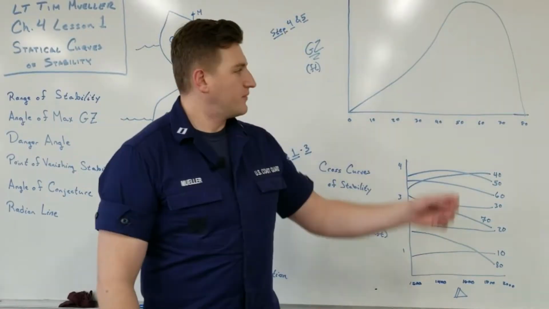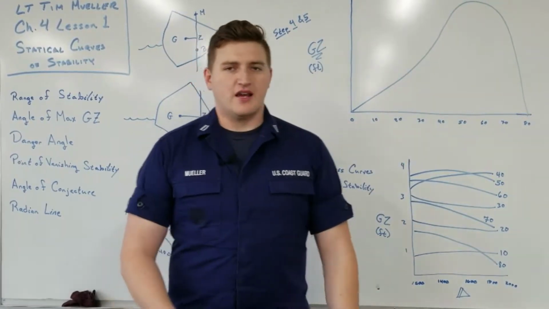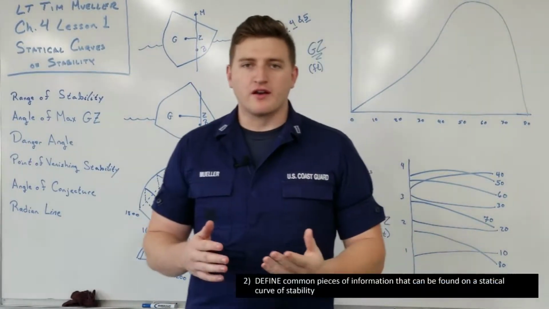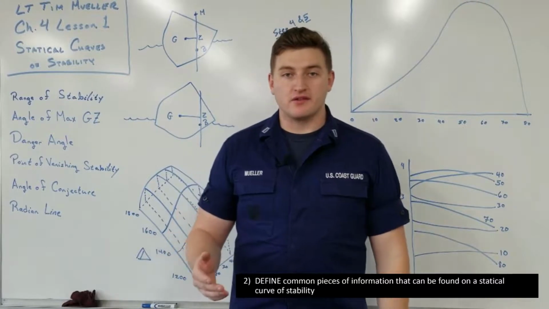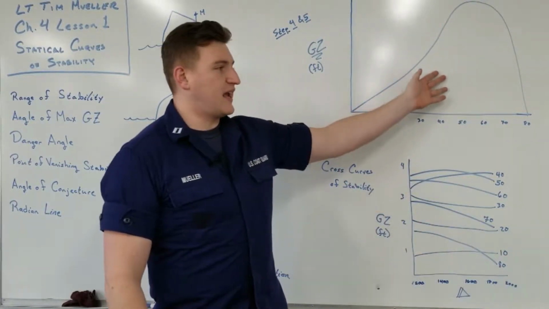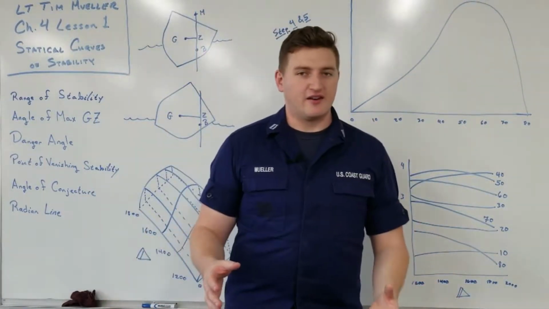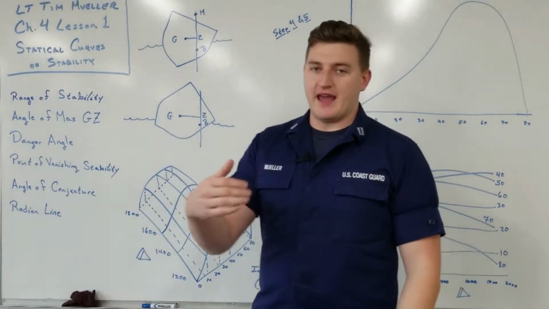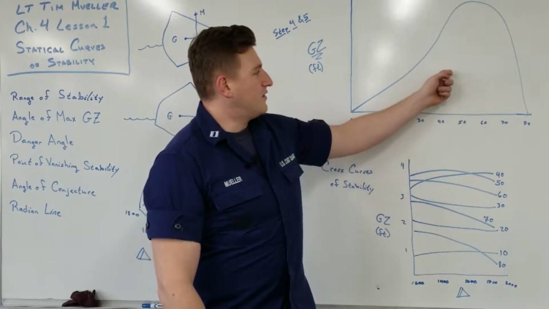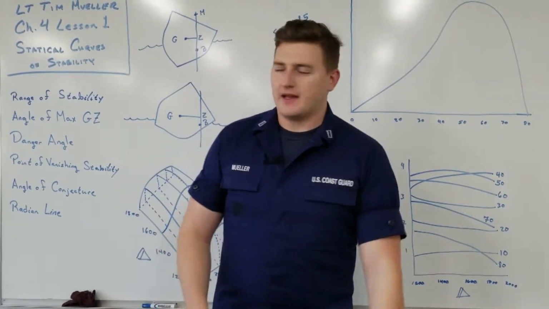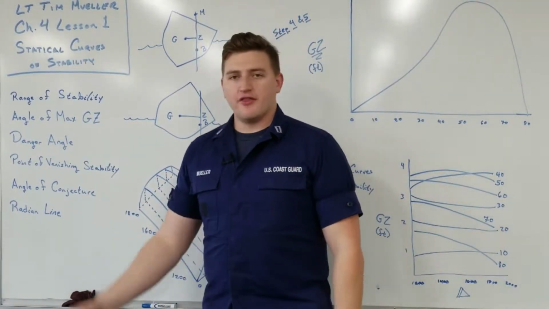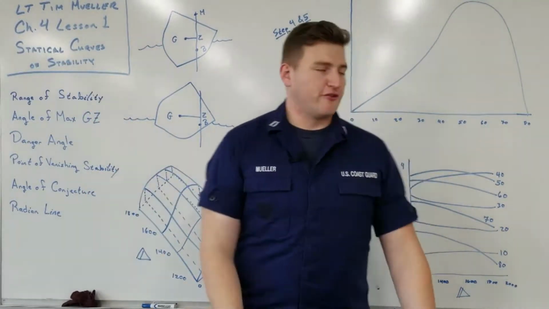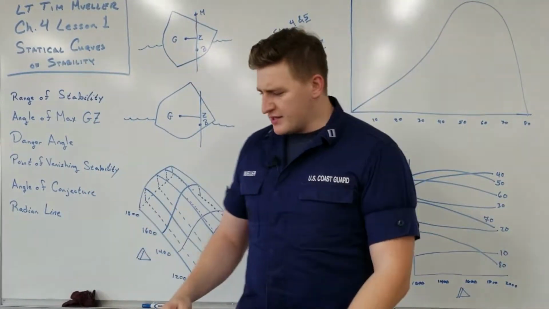Now, as I mentioned, this graph right here is a very typical look for a statical curve of stability of a vessel. This is, say we have an assumed KG of 12, and I'll get into that in a later video, what that really means and what we have to do to correct if we don't have a KG of 12. But you're going to see a curve that looks kind of like this. And these terms on the left here are all things that we can get readily from this curve. So let's start from the beginning.